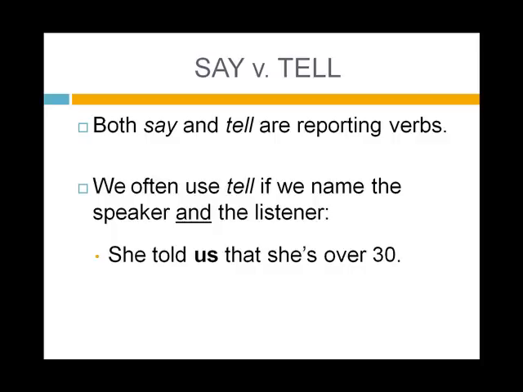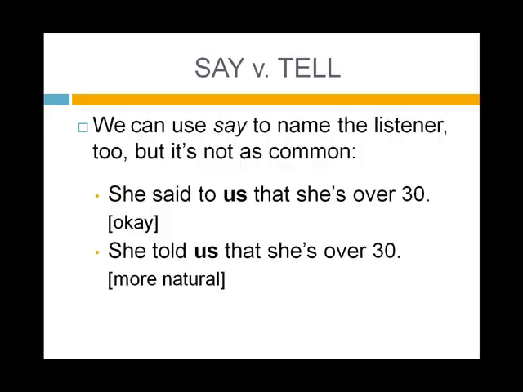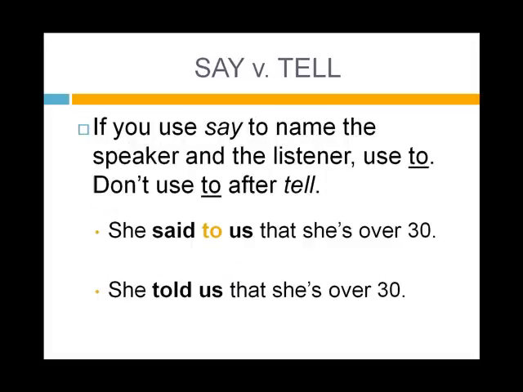For example, she told us that she's over 30. We can use say to name the listener too, but it's not as common. She said to us that she's over 30. That's okay. She told us that she's over 30. This is more natural. Please note, if you use say to name the speaker and the listener, use to. Don't use to after tell. Here are two examples. She said to us that she's over 30. She told us that she's over 30. Do you see the difference?